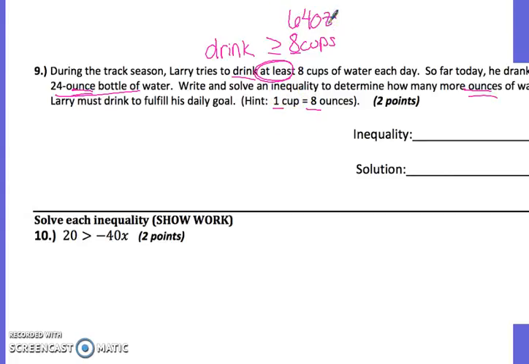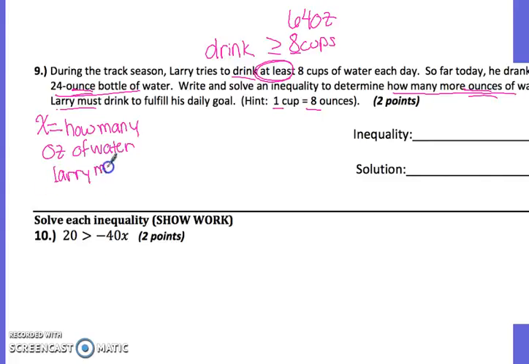So the first thing you should do is define your variable. What are we looking for? X, in this case, it says write and solve an inequality to determine how many more ounces of water Larry must drink. So your variable is how many ounces of water Larry must still drink.